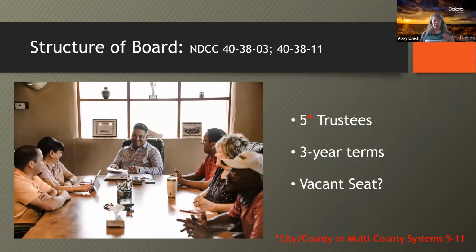Last bullet on this slide, what to do with a vacant seat. Seat vacancies happen fairly commonly. So a trustee was either removed because of a process laid out in the board's bylaws, like they weren't participating enough, or they were unable to fulfill their original commitment. They don't have time anymore.